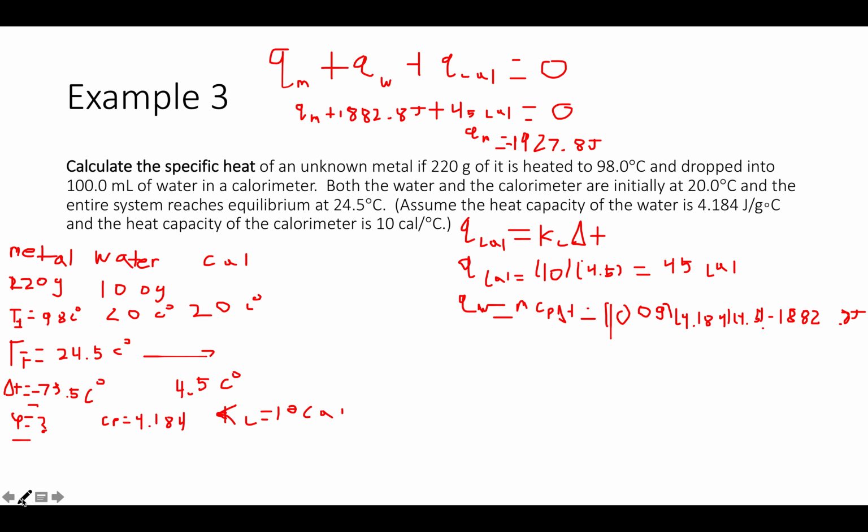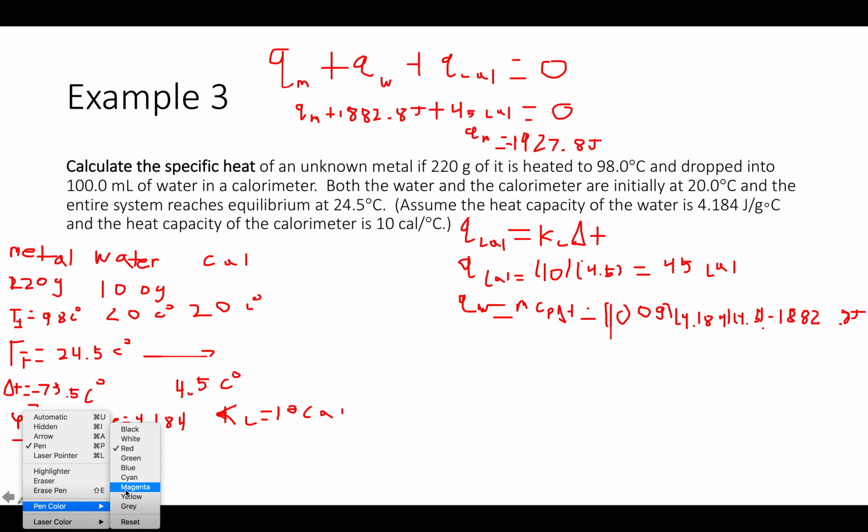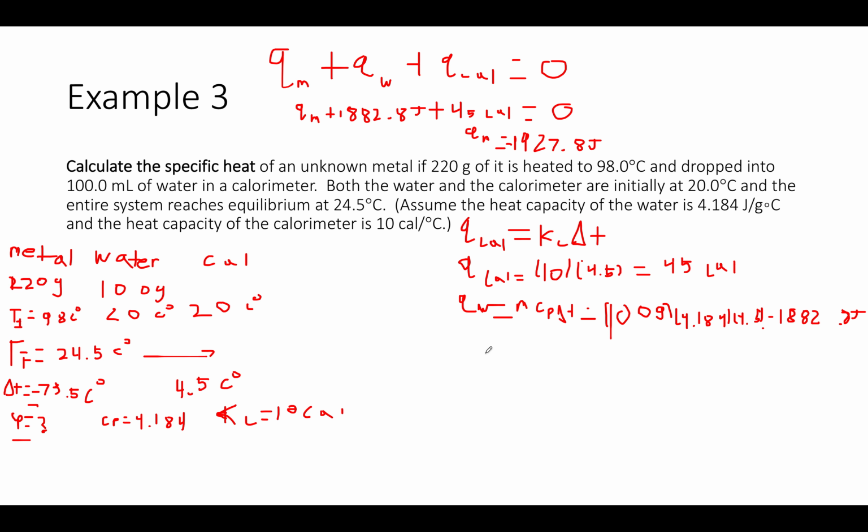So now let's solve, let me change colors here. Now let's solve for the specific heat of the metal. The heat of the metal equals the mass times the specific heat times delta T. If you manipulate that for specific heat, you get the heat of the metal divided by the mass divided by delta T gives you specific heat.